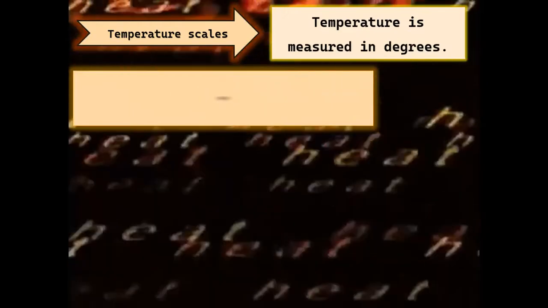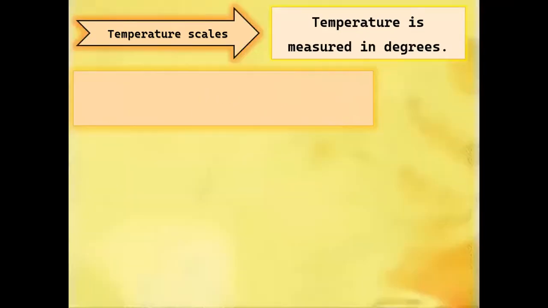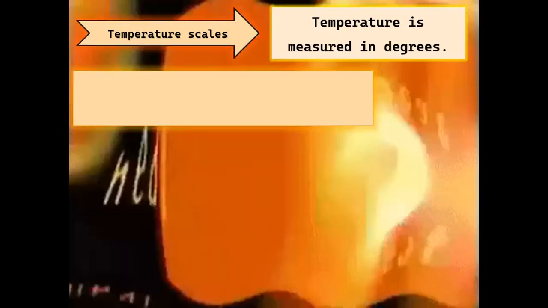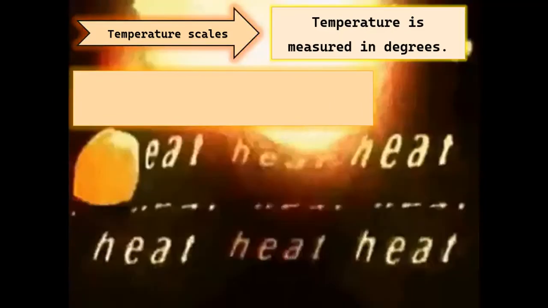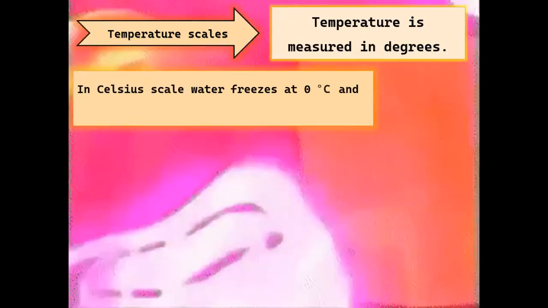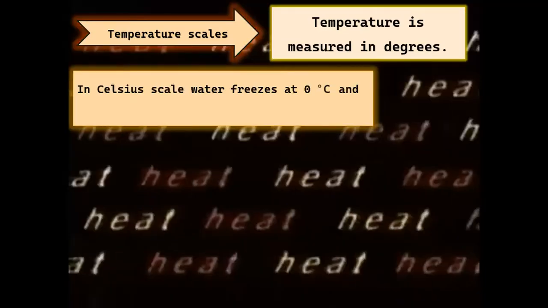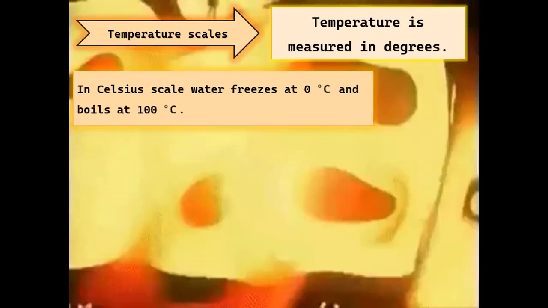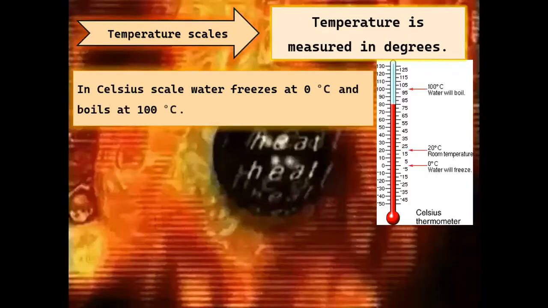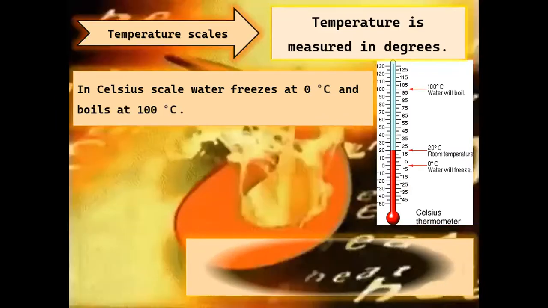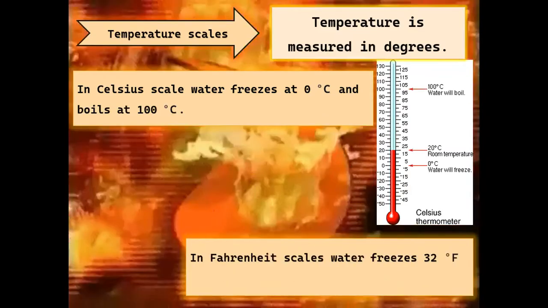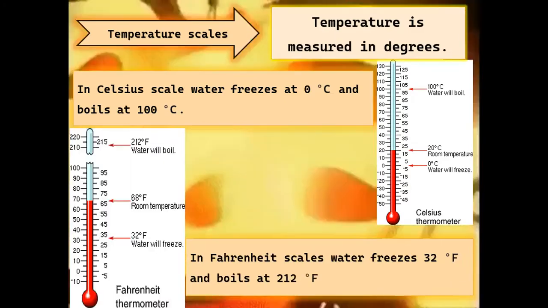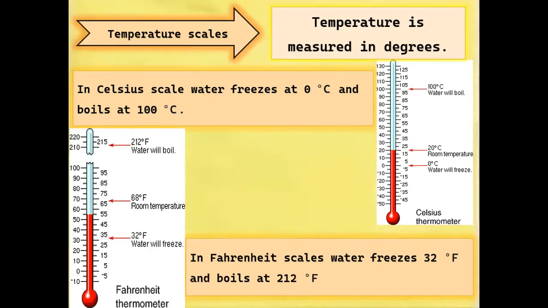Like when you are measuring distance, it is in kilometers. When we are measuring some length, it is in meters or centimeters. Same like that, when we are measuring temperature, it is in degrees, either degree Celsius or degree Fahrenheit. In the Celsius scale, water freezes at 0 degrees Celsius and boils at 100 degrees Celsius. While in Fahrenheit, water freezes at 32 degrees Fahrenheit and boils at 212 degrees Fahrenheit.